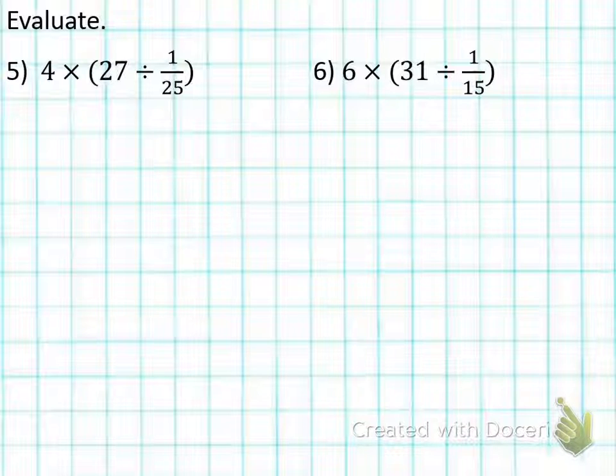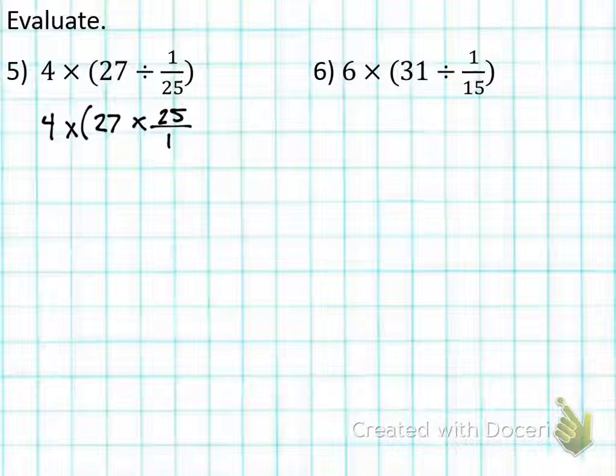Number 4. Okay, number 4 looks kind of scary, right? We got this 4 times 27 divided by 1/25, okay? So, it's a division problem in here. Usually you can multiply. We could do 4 times 27, right? But isn't that a hard number to deal with, right? So, I'm going to work out my division problem first. I'm going to show you what I'm going to do. Whenever I divide fractions, I'm really multiplying by the reciprocal, right? 25 over 1. And 25 over 1 is just 25, right?